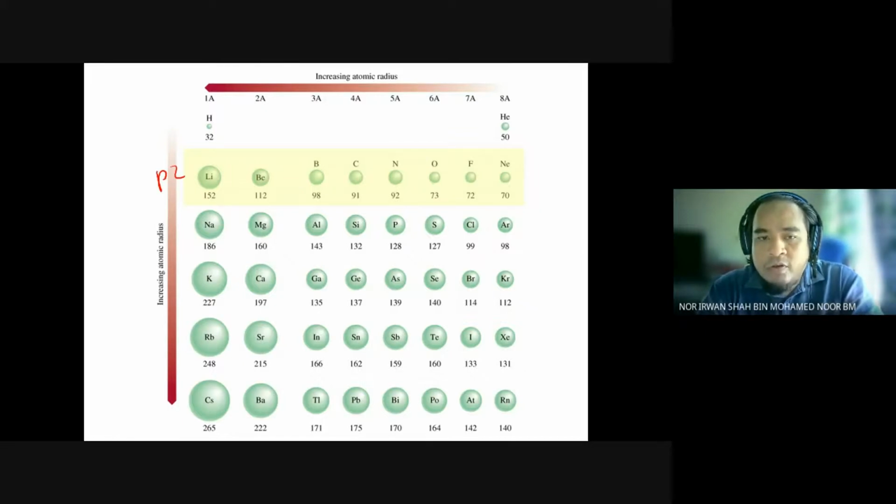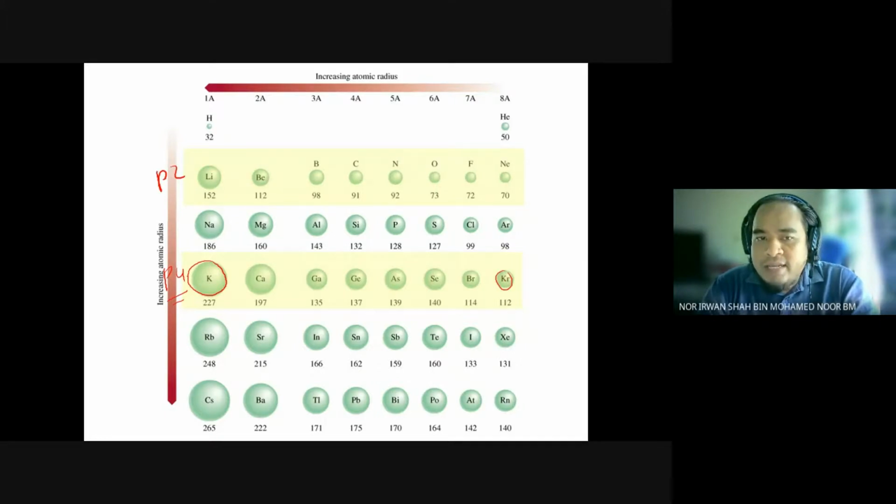Okay. Ataupun contoh lain, let's say elemen daripada period 4. Sebab tadi period 3 saya dah bincang tadi. Nampak tak? Untuk period 4 pun sama. See, daripada potassium sehingga krypton, guys, apa you guys nampak?